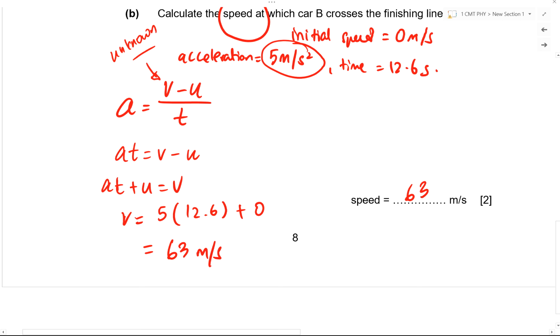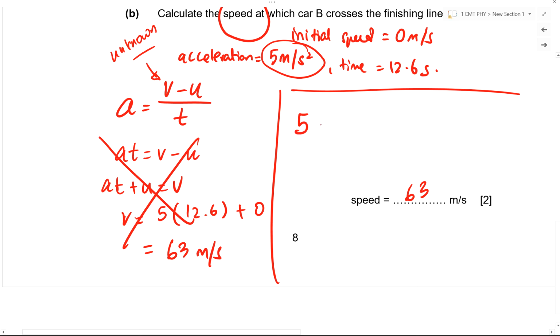Now, if you feel that your maths is not very strong, you're not too sure about all this making the subject, don't worry. I teach you another way. Just substituting the values inside. A is, we don't have to care about all this, A is 5, right? The correct question. V is the unknown. U is 0. T is 12.6. So V minus 0 is simply V. Now I want the value of V. I multiply both sides by 12.6. So 5 times 12.6 equals to V, which is 63 meters per second. Okay?